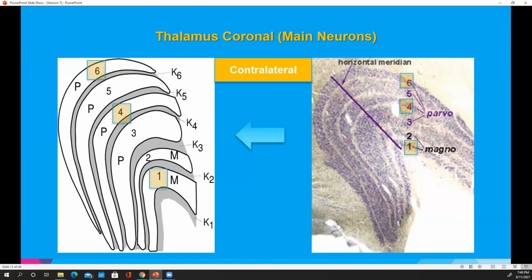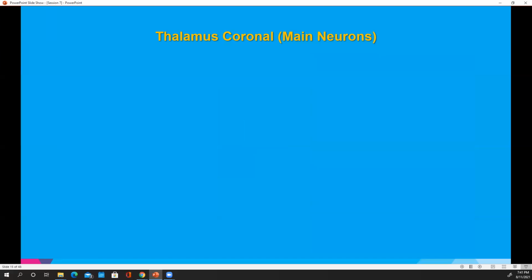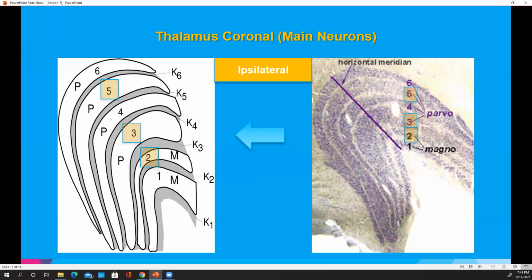And so here you see 1, 4, and 6 are the contralateral layers. They're taking input from the other eye, whereas, of course, 2, 3, and 5 are the ipsilateral information from the ipsilateral eye. So you can see that right there. I just want you to keep that in mind. That's very important. 1, 4, and 6 are the contralateral eye. 2, 3, and 5 are the ipsilateral eye. Does that make sense? Yep.